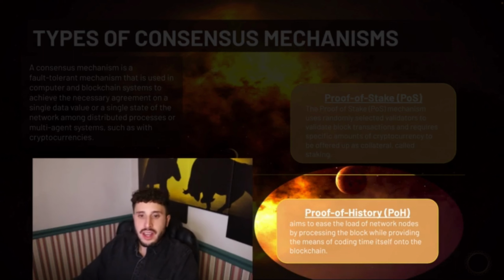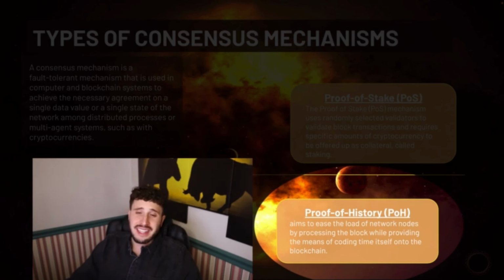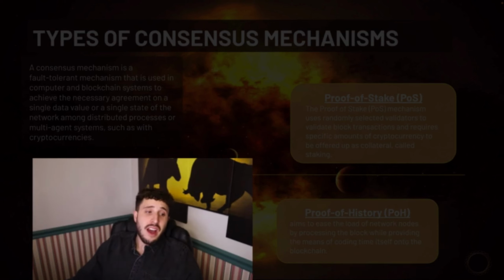Then you have proof of history. It's a newer one. Proof of history aims to ease the load of network nodes by processing the block while providing the means of coding time itself onto the blockchain. We're not going to dive into proof of history that deep. Honestly, it is very technical.